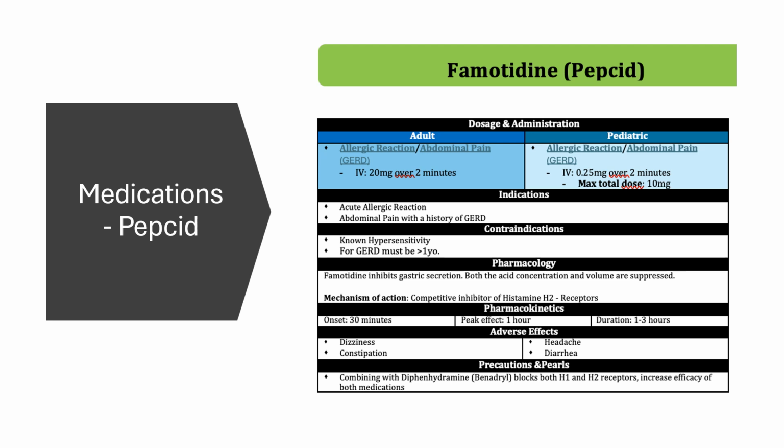Pepcid. Great for allergic reactions. This is also indicated in peds. Gosh, does that really say that? 0.25 mg per kg is what it's supposed to say. I need to make that fix. Max dose 10 milligrams in peds. Otherwise, the only other indication that we have is GERD for a pediatric patient. And it has to be diagnosed. It can't just be parents saying, I think he has reflux. No, that's not good enough. It's got to be diagnosed with GERD or having a GERD attack. Okay. All right, next slide.